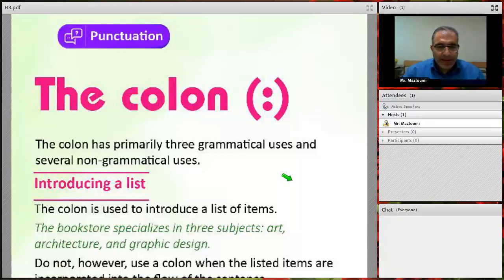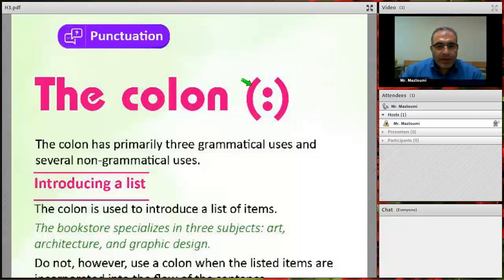Well, buddies, today we'll be sharpening our punctuation skills. Okay, we'll be dealing with the colon. So, may I ask everyone to open their books to page 16? Page 16, punctuation. The colon.